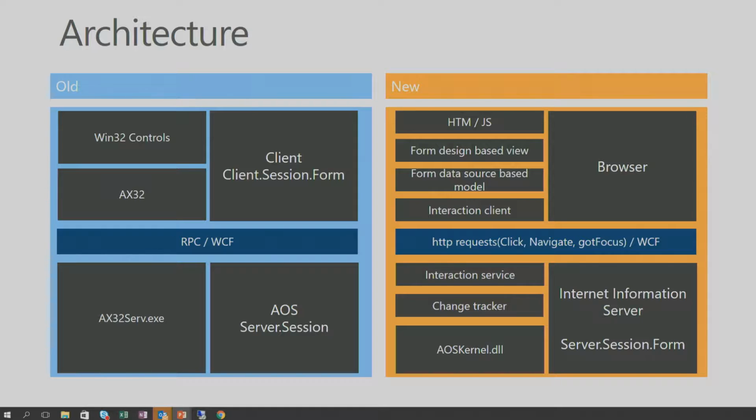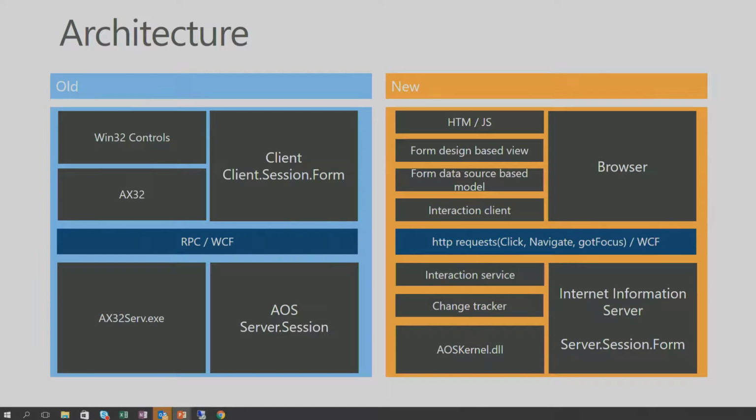So what we also did, we removed this whole client thing, right? This whole AX32.exe is gone. And we replaced it with a browser. And this browser-based solution is using jQuery and JSON to communicate to the AOS. And for that, it's using the interaction service. So there's a layer on the AOS called the interaction service. Then the AOS is just a DLL, and this DLL is loaded in the IIS.